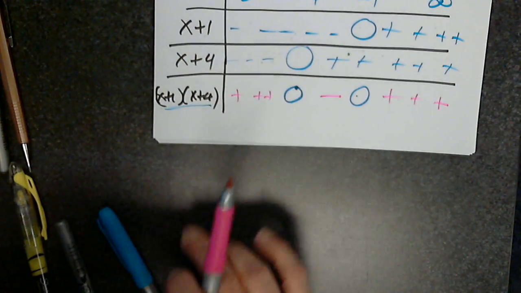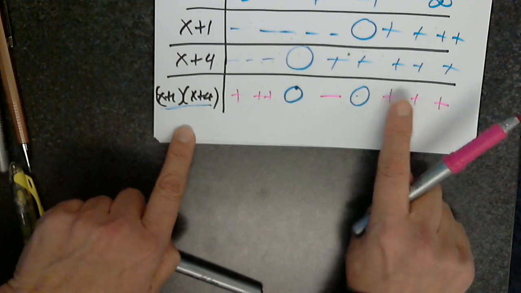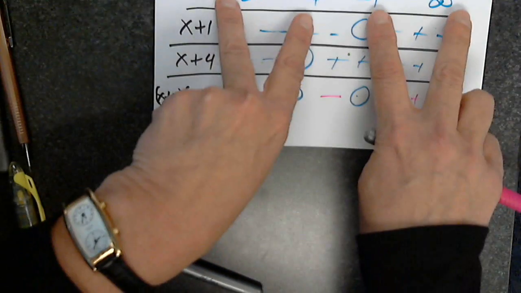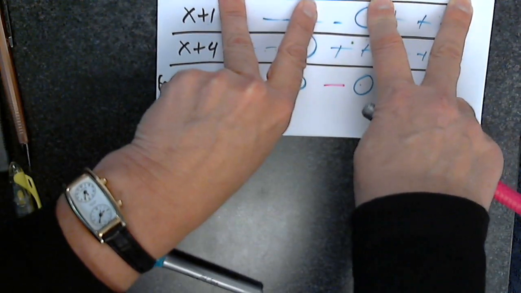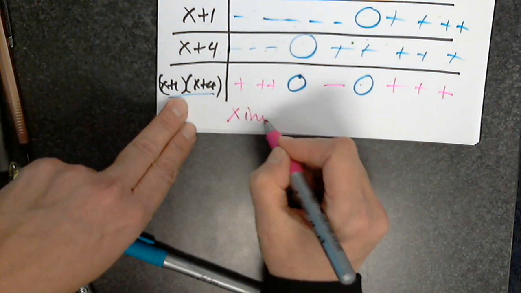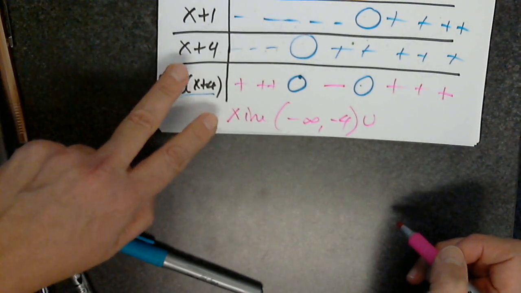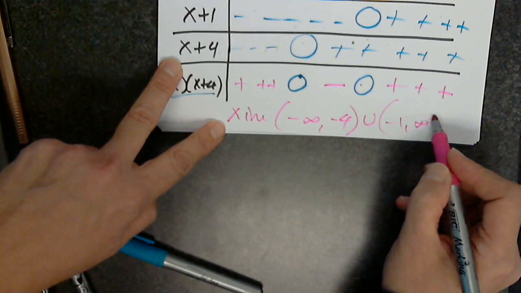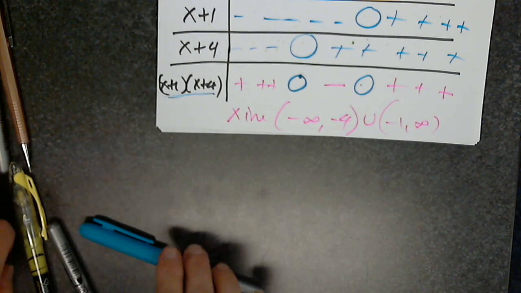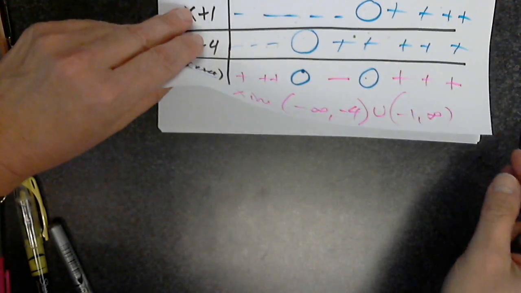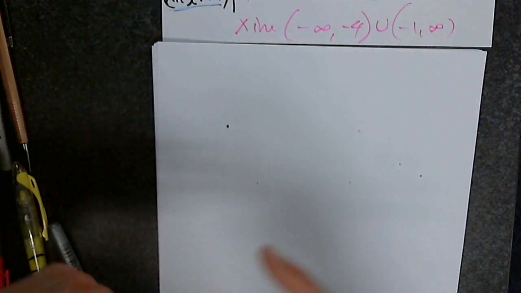Is this positive anywhere? It's positive here and it's positive here. And for what x values is that positive? So x in the interval negative infinity to negative 4, union negative 1 to infinity. If you consider this too much writing, I would understand. You can use the method in the book if that's what you want. I'm fine.